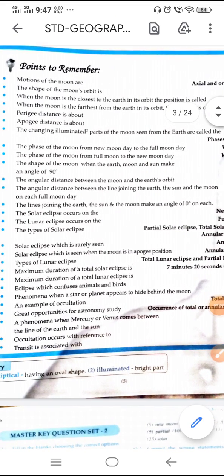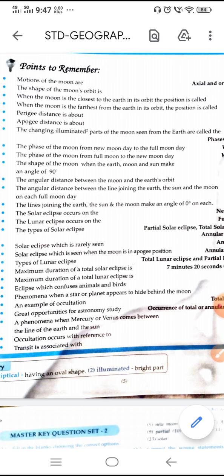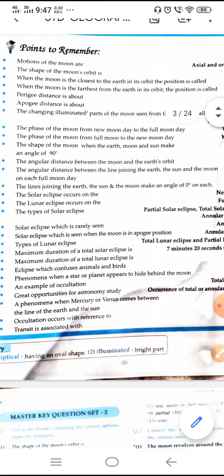Understood? If you have written, then just check it out. If you have not written, then just write it out, because it is very important. Anything can come in the exam in any way.